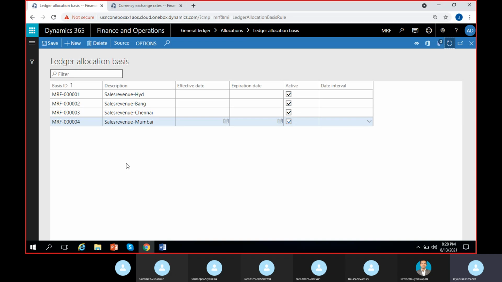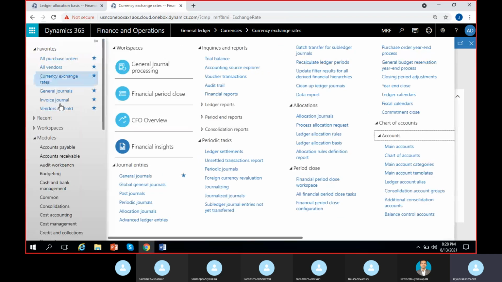So this is how we create the first step, basis rules. Clear, guys, until here? Yes, sir. Perfect. Good response. Then let us go for the next step. What is the next step? Next step is ledger allocation rules, right?